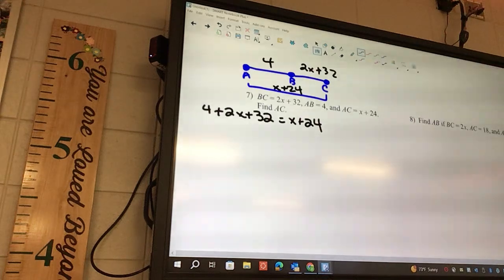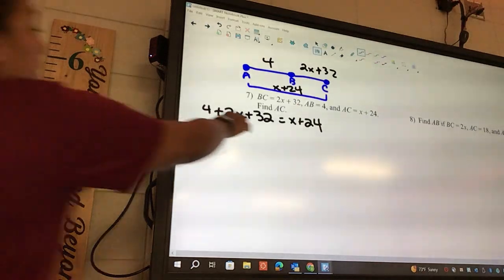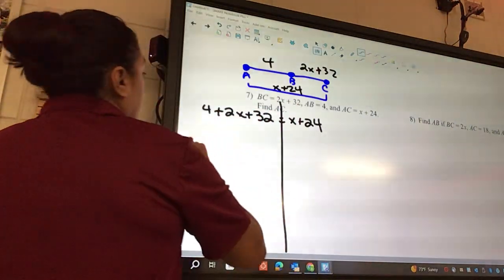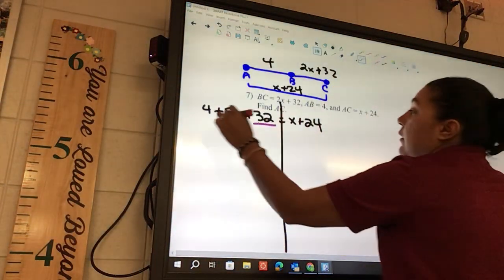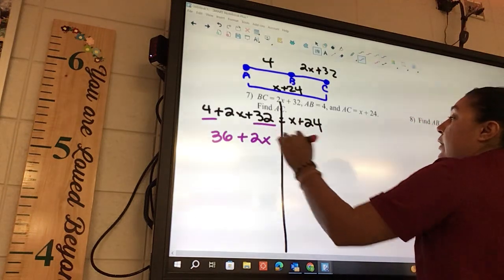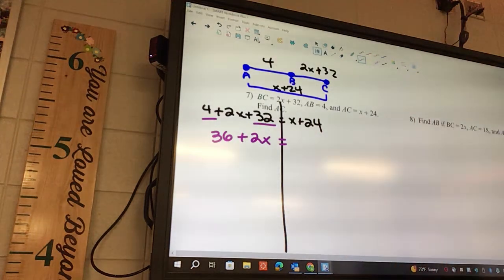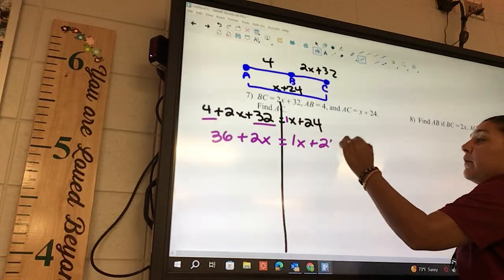How many pieces are on the left? 3. There's 3. How many is there allowed? There's only allowed 2. So who's going to get combined here on the left side? 4 and 32. What is 4 plus 32? 36? So we get 36 plus 2x equals, again, what goes in front of an x if there's no number? 1. A 1. Okay, so it's going to look like 1x plus 24.